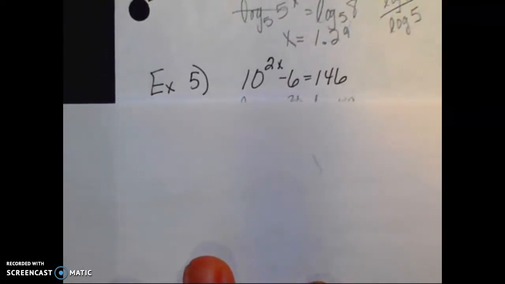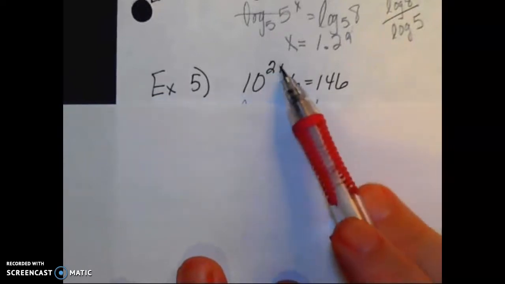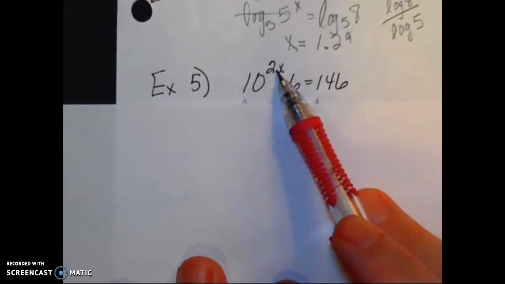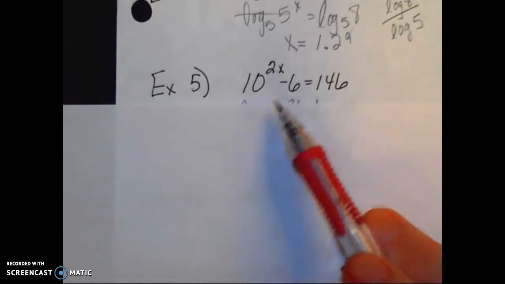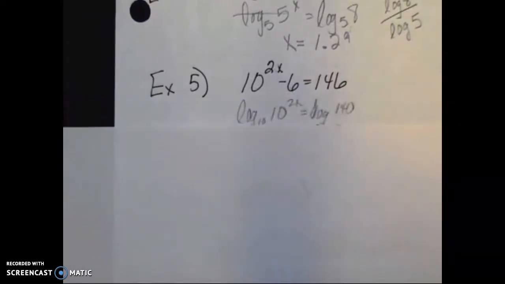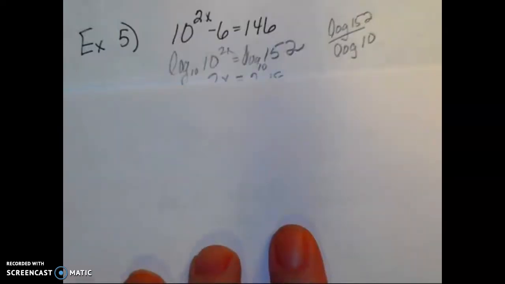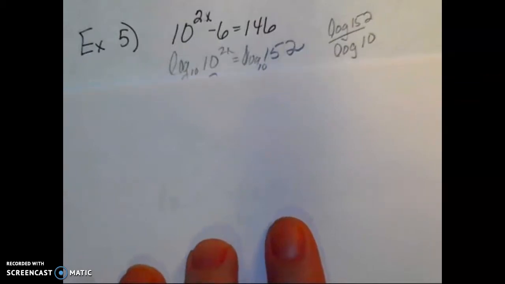Okay, so I don't have the same base where I can set the exponents equal to each other. So what we have to do is multiply by log on both sides. Because here is my x right here, I'm going to multiply by log sub 10 on both sides, but I have to move this 6 over to the other side first. 146 plus 6 is not 140. Time out. So when you add 6 to both sides, you get 152.